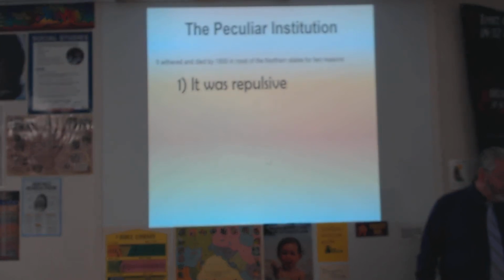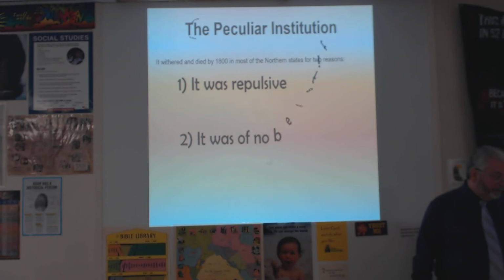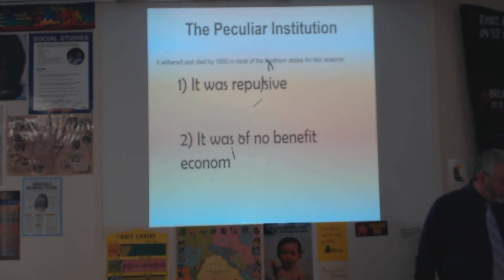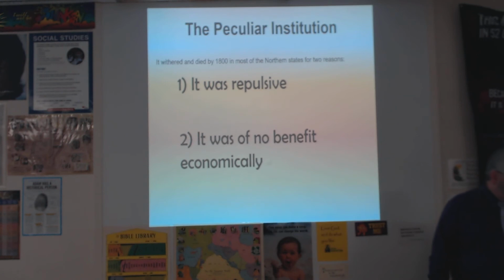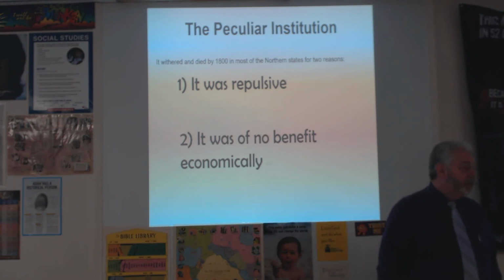And so the one reason that's often given is that it was repulsive. But I would say that's not the number one reason. I think that's a subsidiary reason. The real reason is that it was of no benefit economically, which is what Caleb was saying. Now, I would contend, I think for good reason, that if it was not for this, that wouldn't have been a reason either. In other words, it's easy to be repulsed by something which does not benefit you, but it does benefit somebody else.